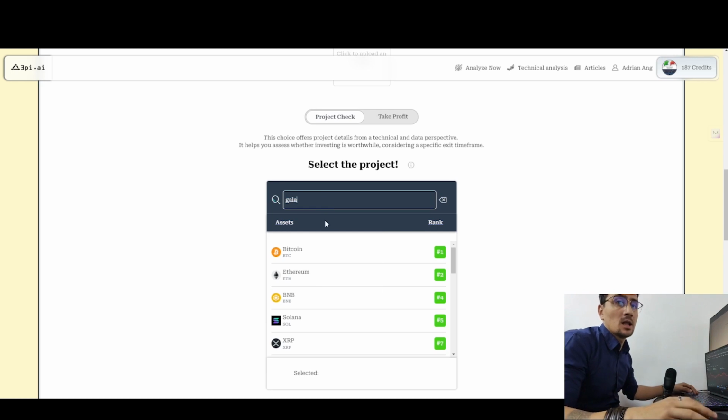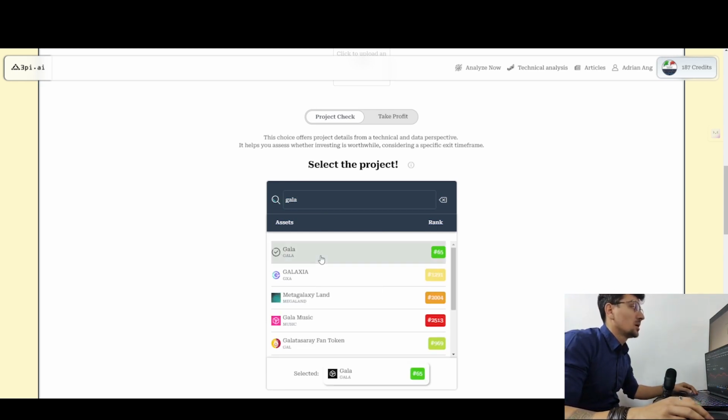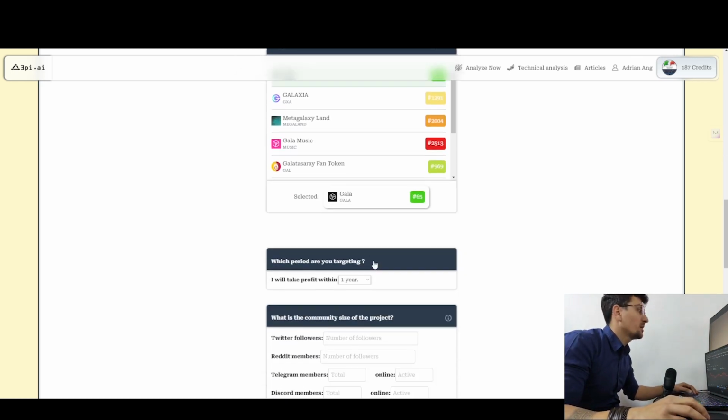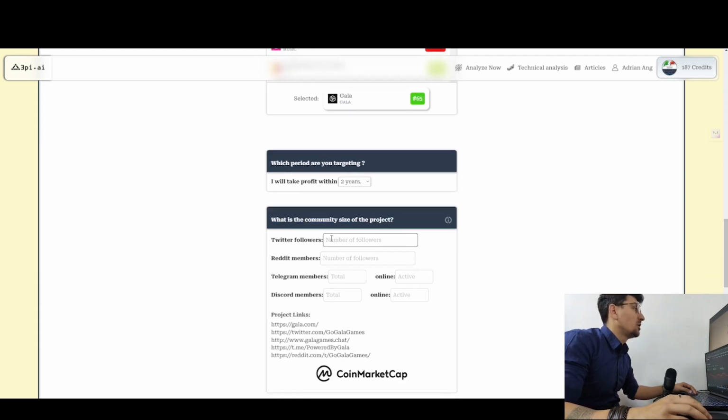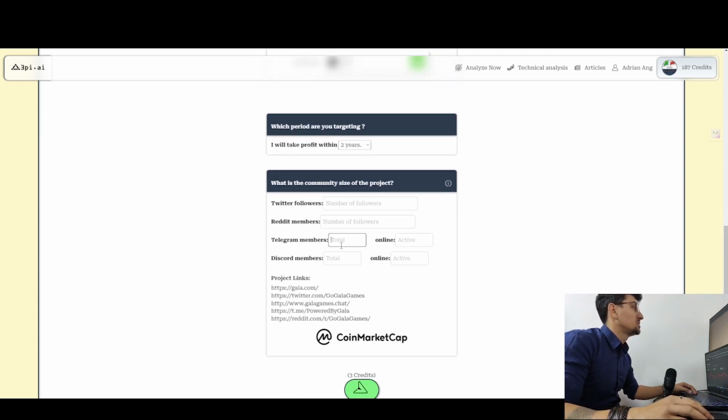I like Gala this time, so click on it. It is selected. Which period are you targeting? I will take profit within 2 years, let's say. Followers, Reddit, Twitter, Telegram. Well, let's see. We have here the links, so we have like shortcuts. We can go there and check it.